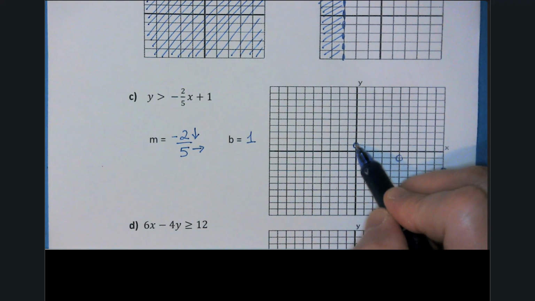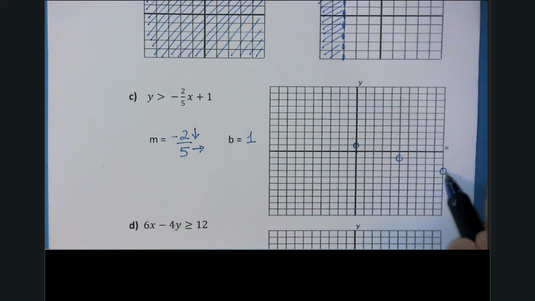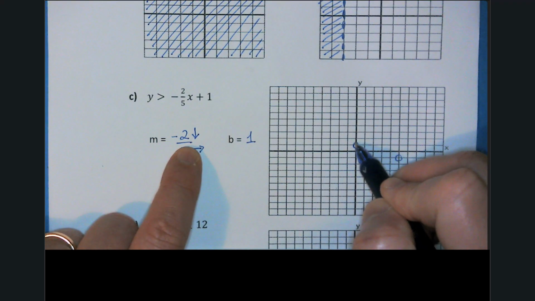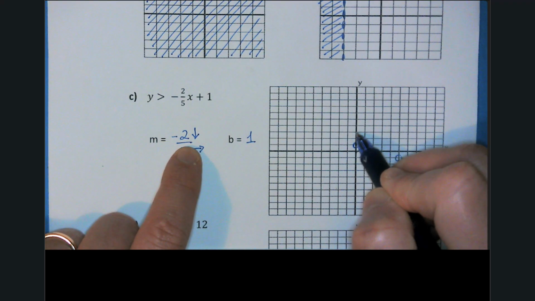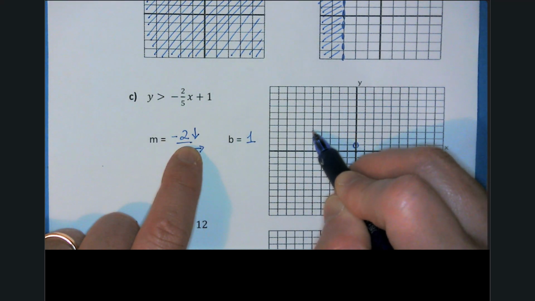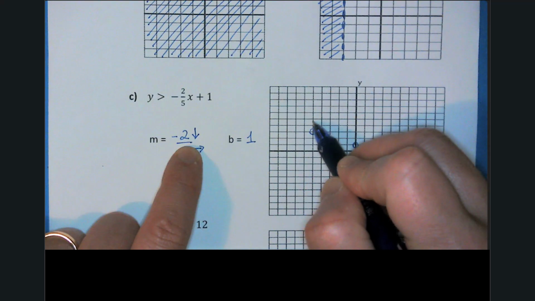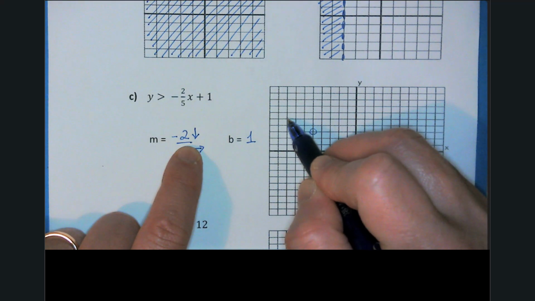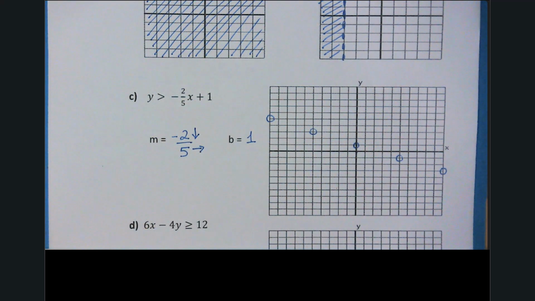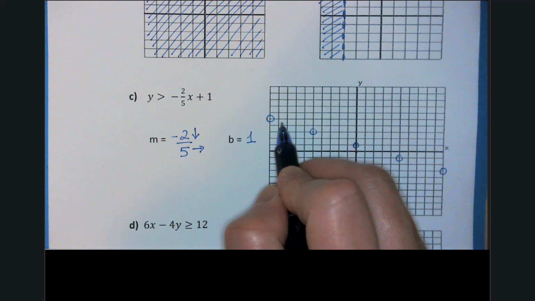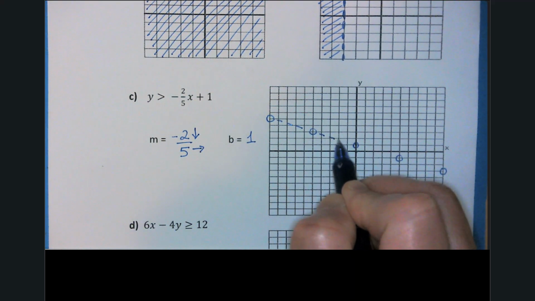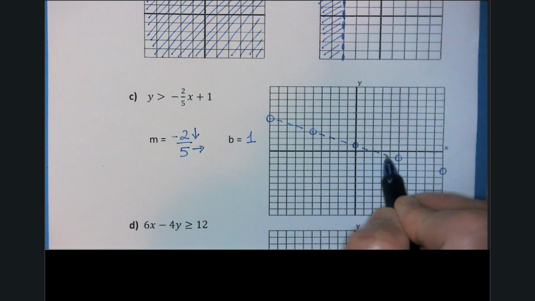And then backwards. Once I finish the right side, I go back to the starting point and I go backwards. That means instead of going down 2, I'm going to go up 2, and then 1, 2, 3, 4, 5 to the left. Once you've done that, you can use your ruler to connect the dots, and you should connect the dots using a dotted line.